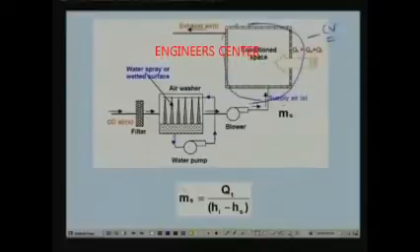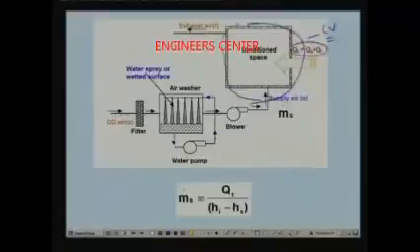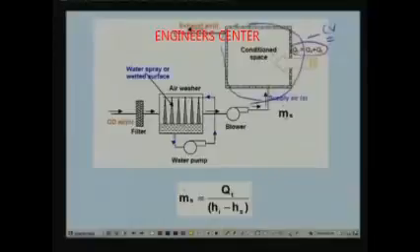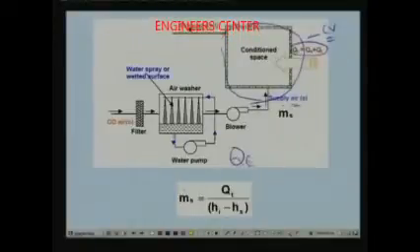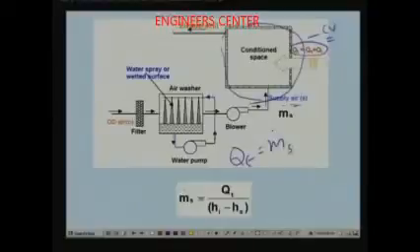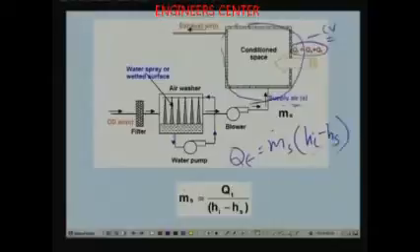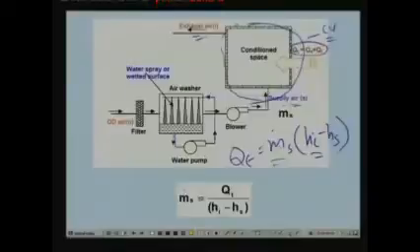The rate at which heat is being added to the conditioned space, that is Qt, should be equal to the rate at which heat is being extracted by this air stream. So the energy balance becomes Qt equal to m dot s into (Hi minus Hs), where Hi is the exit enthalpy and Hs is the inlet enthalpy. This assumes, of course, negligible kinetic and potential energy changes for the supply air.